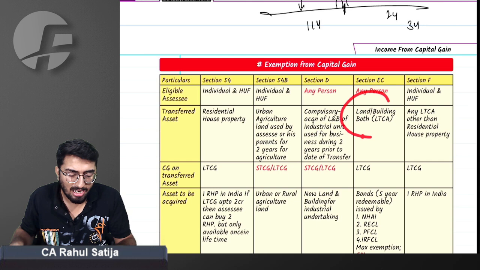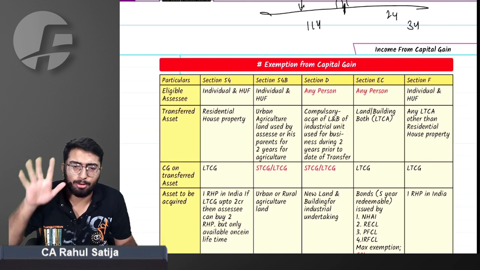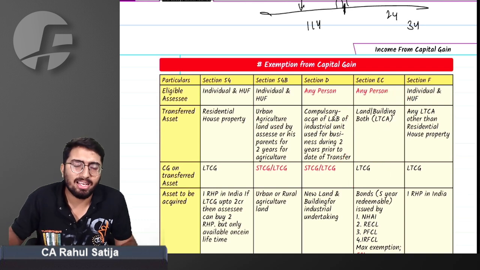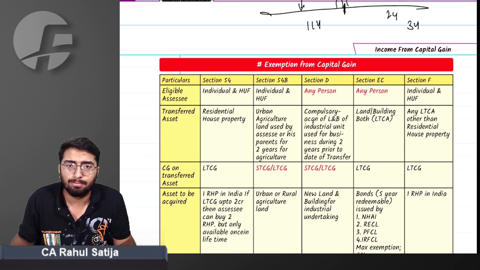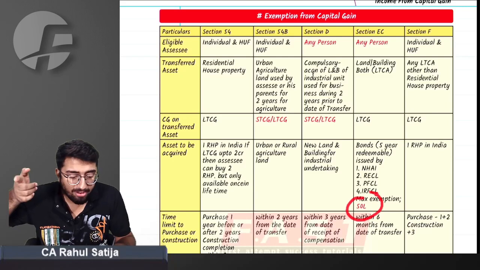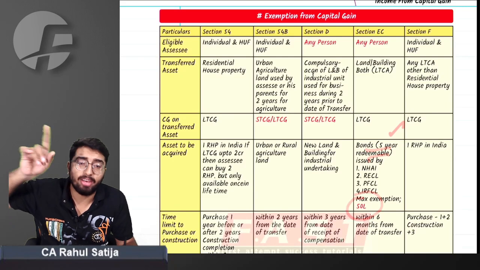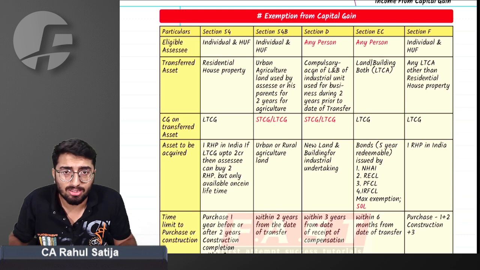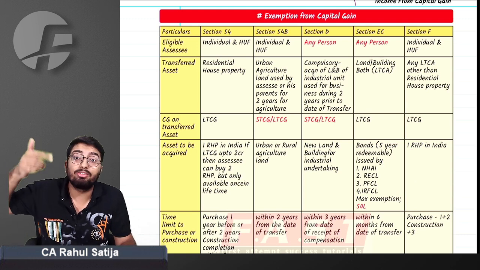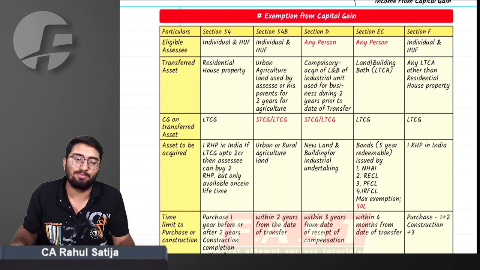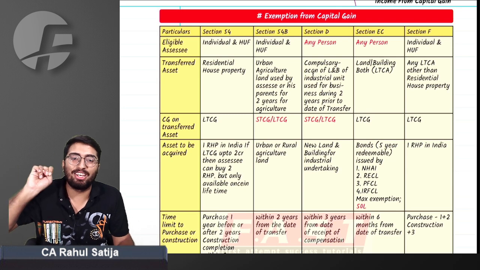If they transfer any land or building, or both, any immovable property, which is a long-term capital asset, and the capital gain arising from such capital asset is long-term capital gain, then they can get exemption up to 50 lakh rupees if they invest in 5-year redeemable bonds of NHAI, National Highway Authority of India, Rural Electrification Corporation Limited, Power Finance Corporation Limited, and Indian Railway Finance Corporation Limited. They can invest in bonds of any of these 4 companies. So maximum 50 lakh rupees exemption will be allowed to them. Two things to be taken care of.